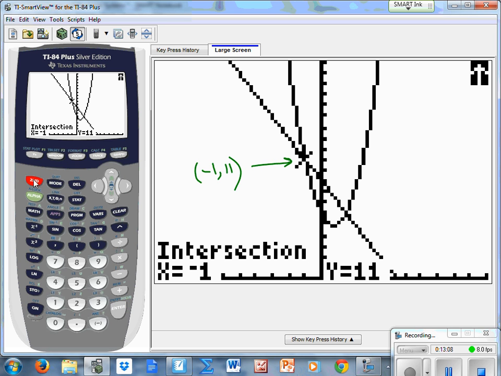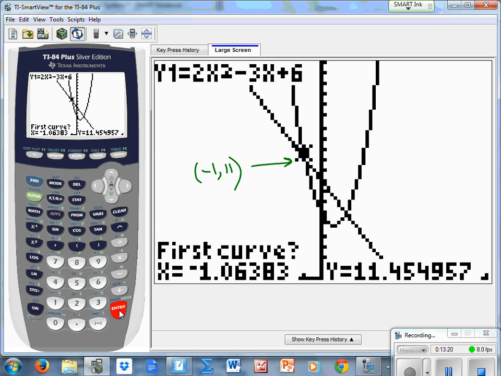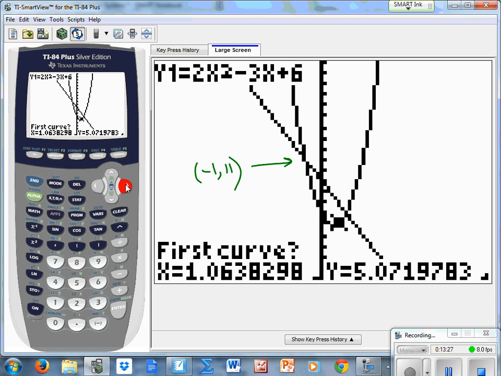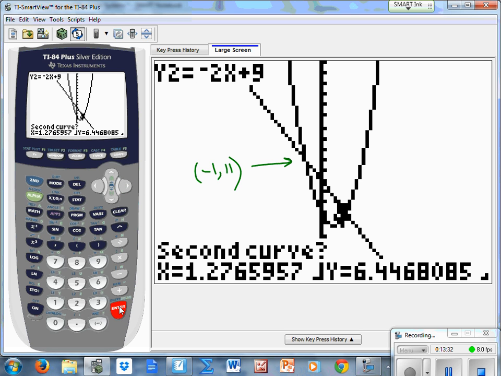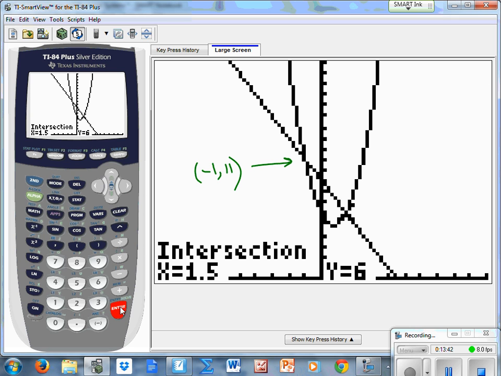I'm going to do my second calc. That's the blue above the trace button. Go down to number 5. All right, hit enter. Now this time I want to get closer to the other intersection point. Okay, still on my first curve, so I'm going to hit enter. I'm on my second curve, or the line. All right, and then am I as close as I can be? Probably somewhere around there. And I'm going to hit enter and see what it gives me.